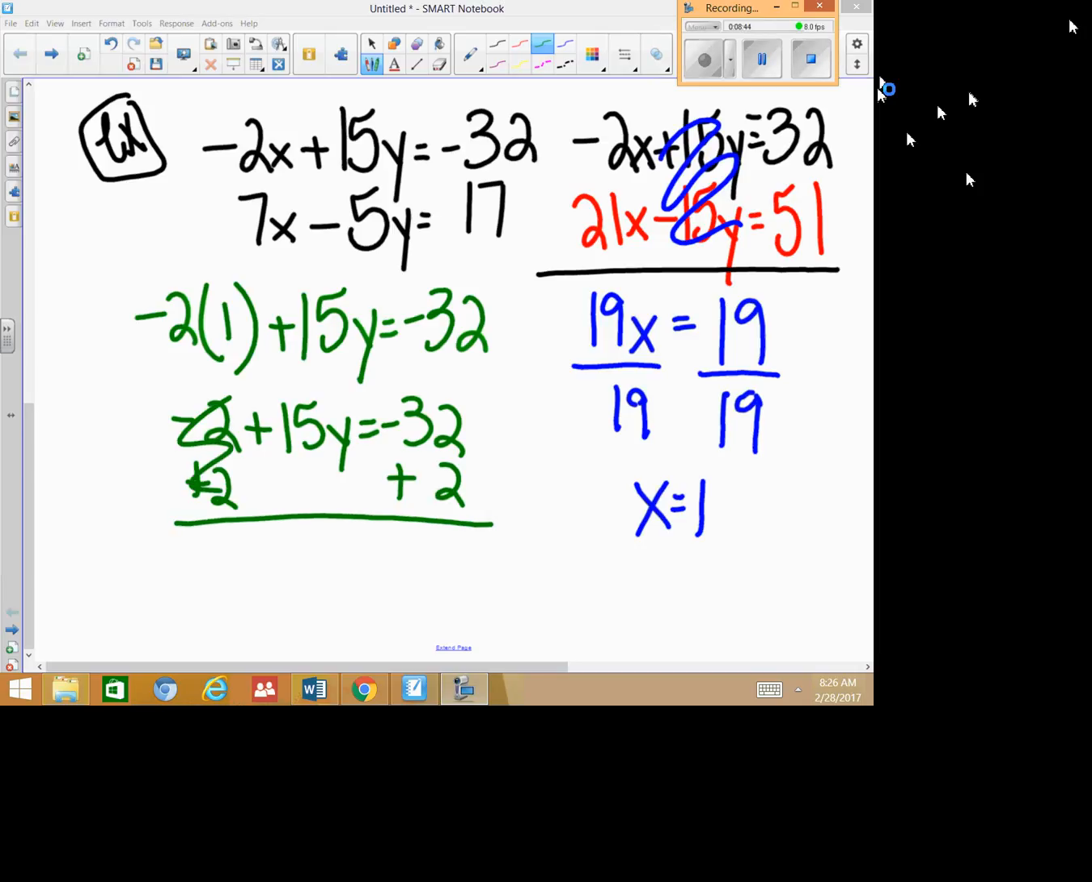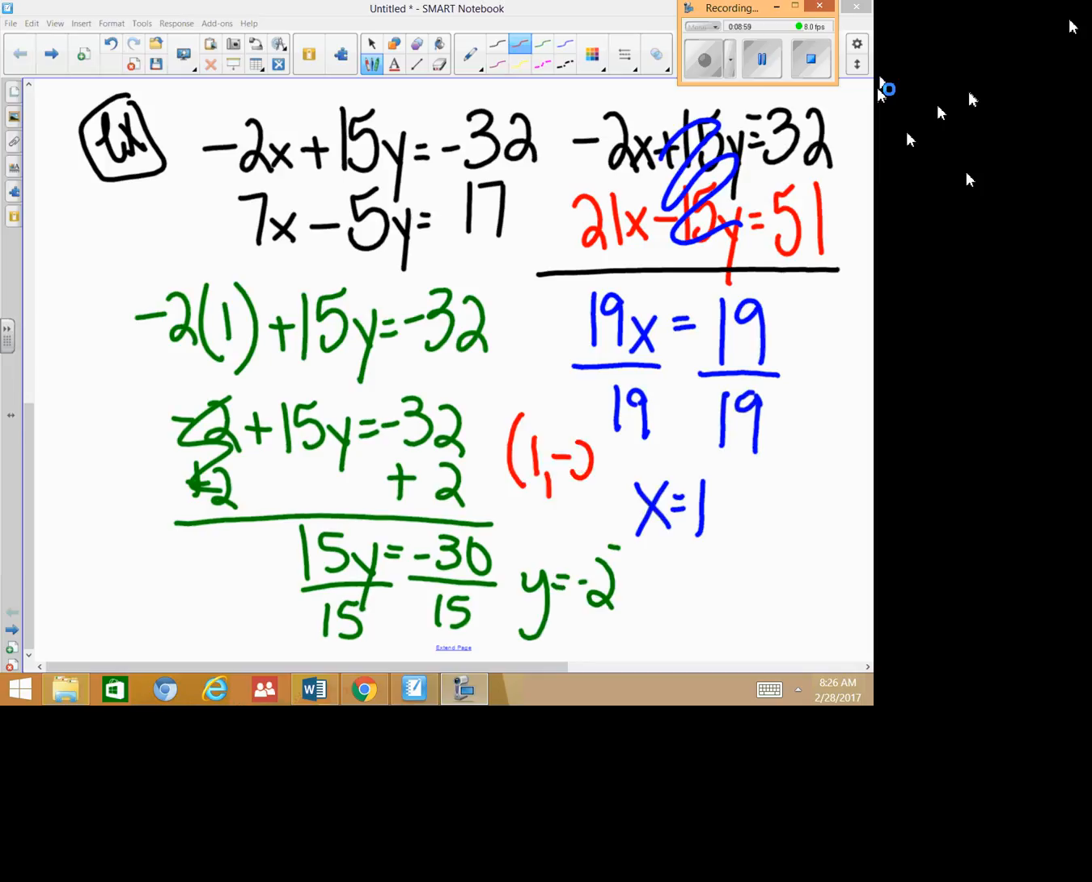This part you should be able to do by yourself. So y equals negative 2. X is 1. Y is negative 2.